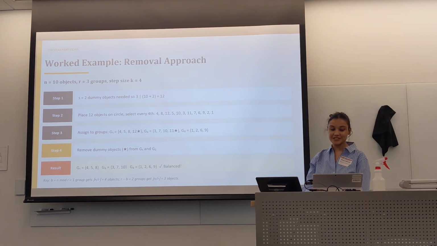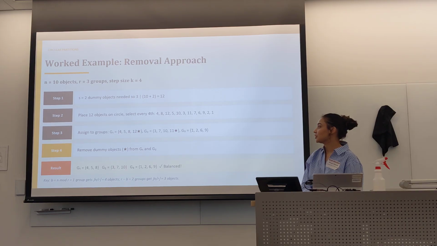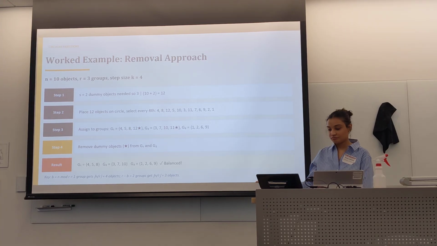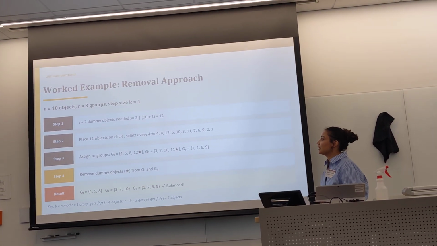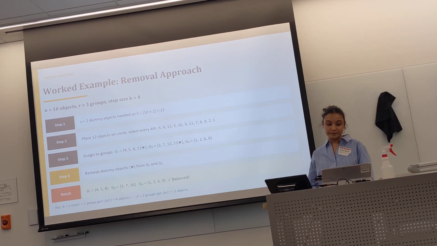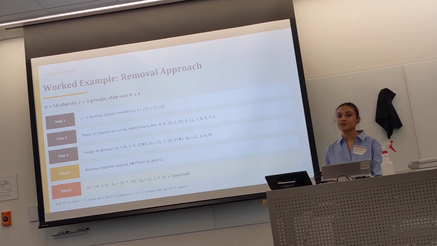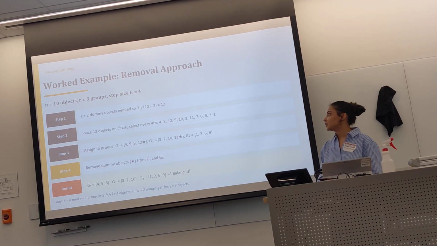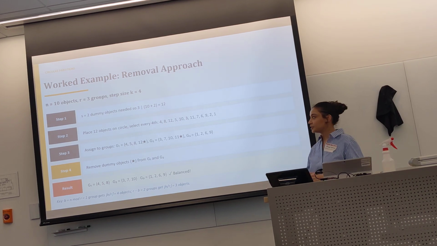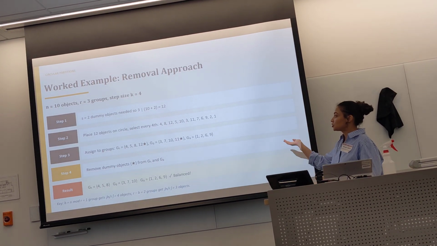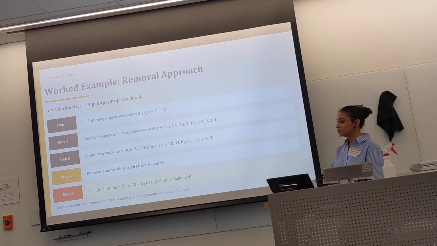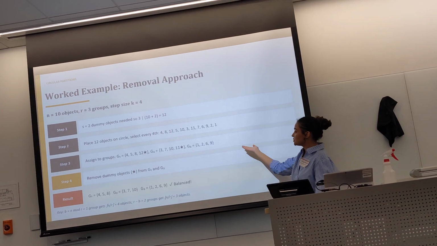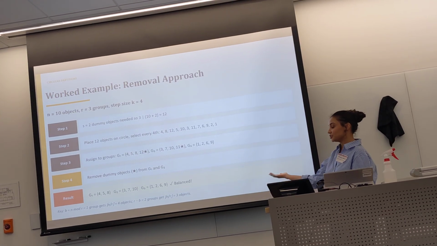Okay, this is with the removal approach. Here we will talk about a removal approach using dummy objects, and then we will talk about a simple, straightforward removal approach. For 10 objects that you want to put in 3 different groups using step size 4, we need to add 2 dummy objects, so that the total, 10 objects plus the 2 dummies, is 12, which is divisible by 3, and then we place them on a circle. We eliminate every 4th element, and those are the eliminated ones, and then we put them into groups, and we get rid of our dummies, and we have our partition balanced.